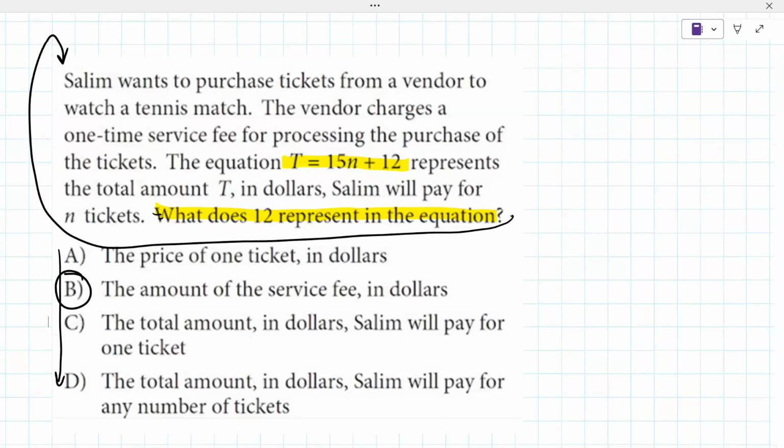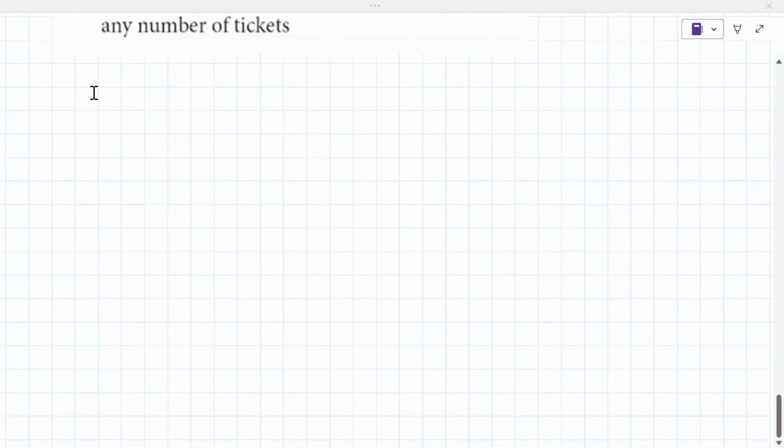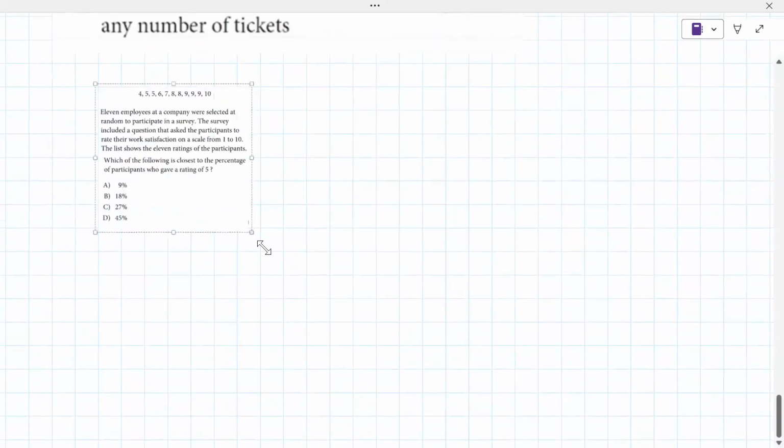But sometimes you do have to go back, and that's okay. That's totally okay here. All right. But now you know what you're looking for. So here's a new problem.